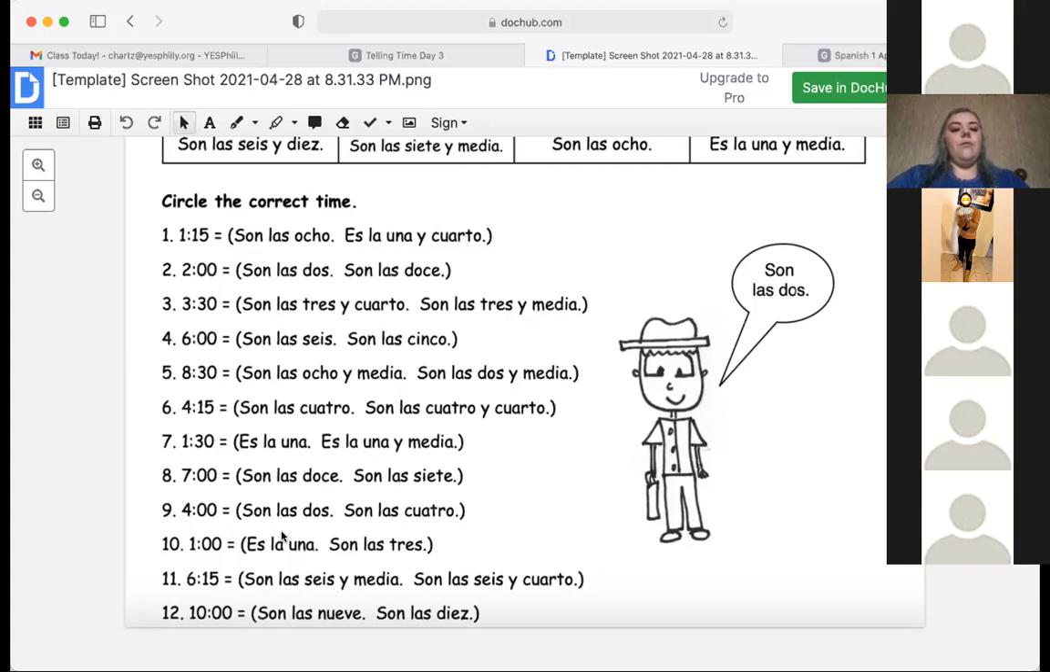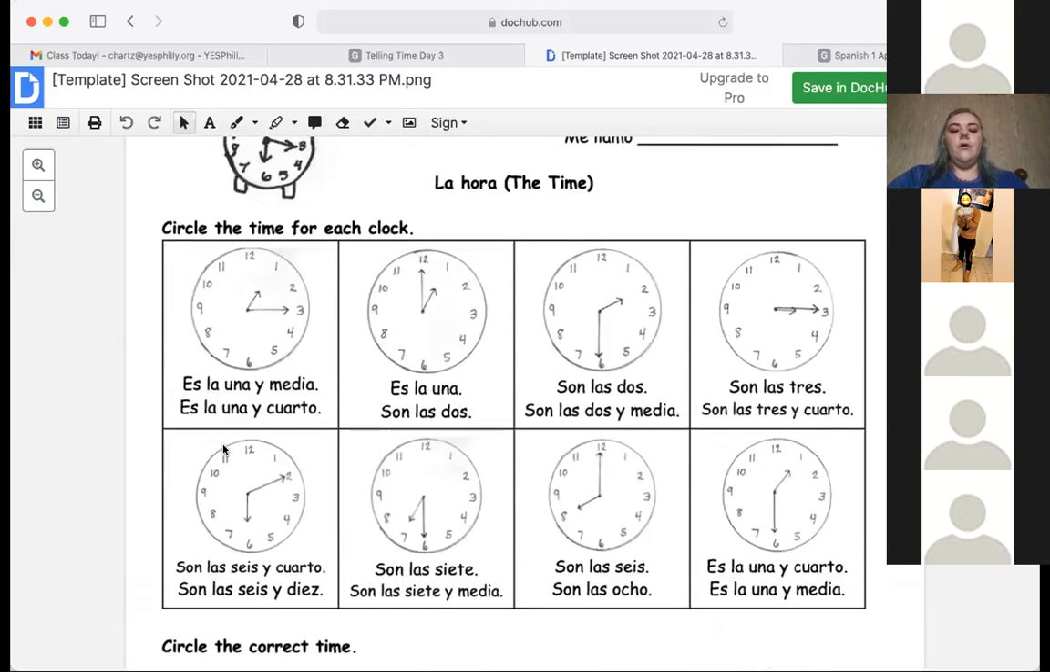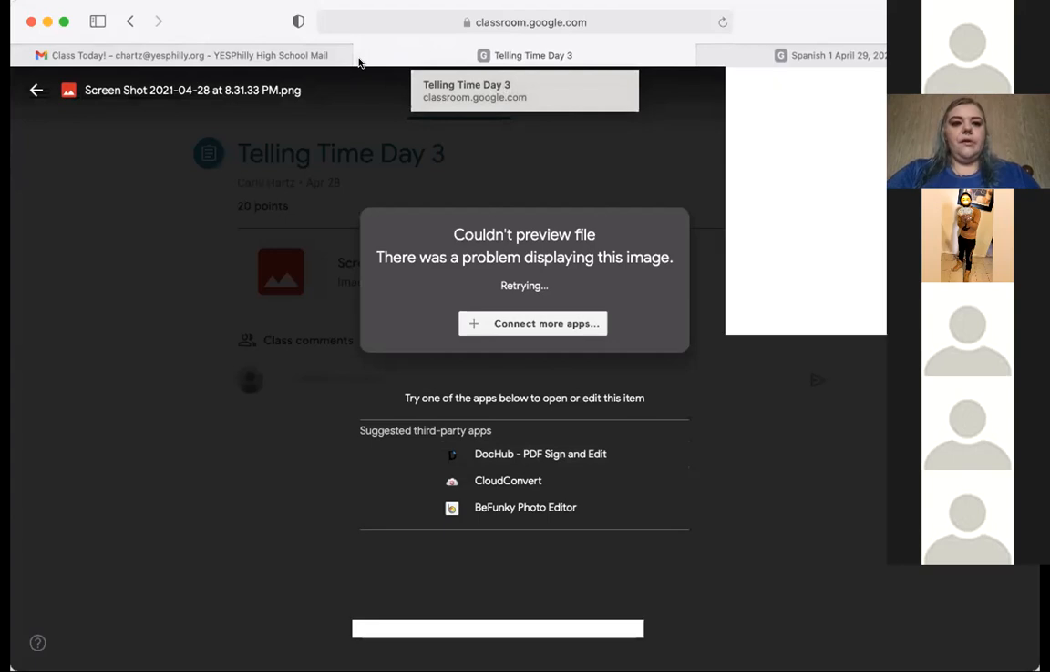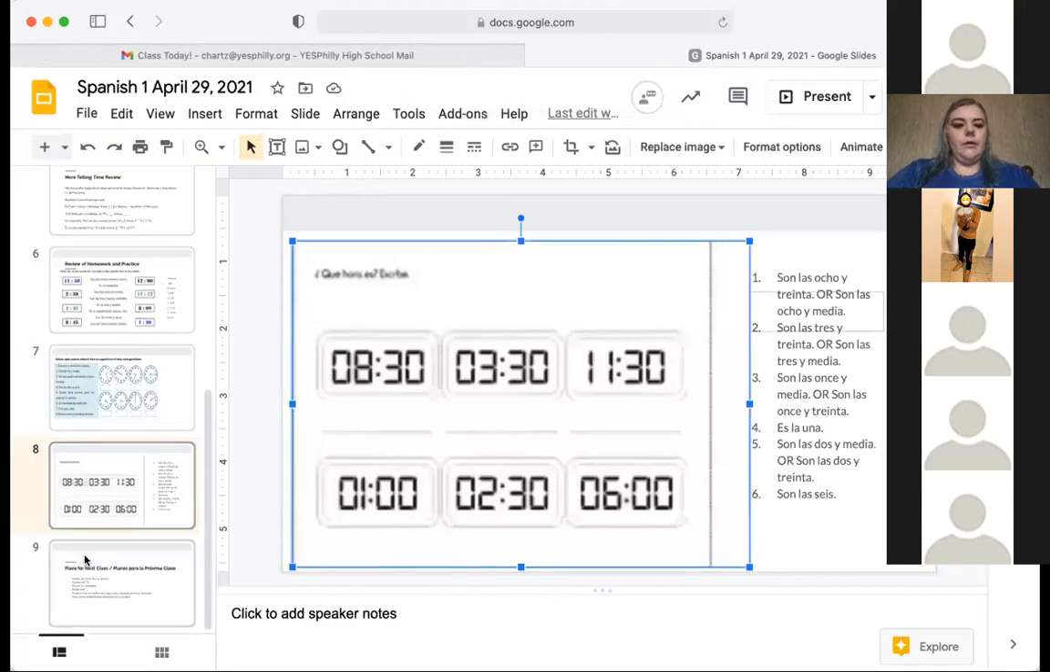So you're just going to pick which one out of the two options. For this one, you're just going to look at the clocks and pick the correct one for that. Does that make sense to everybody? Yes. Okay, so the directions are clear for that. Cool. So let's go back to our PowerPoint here.